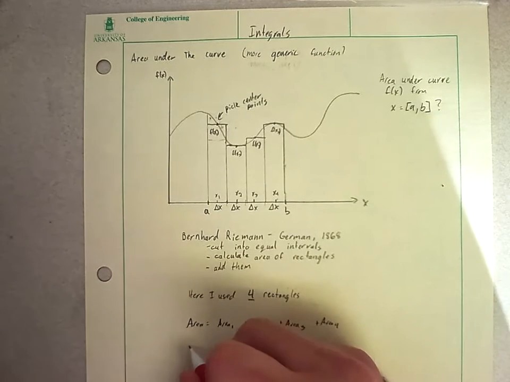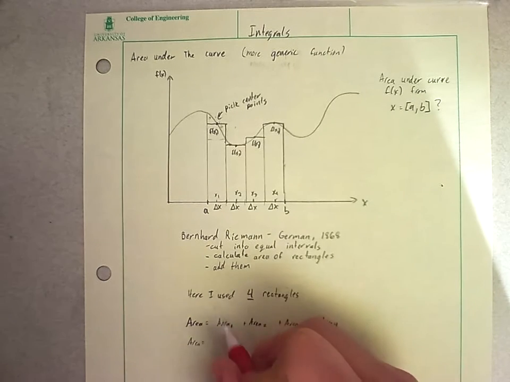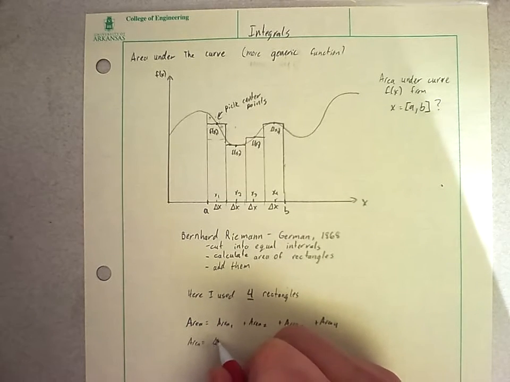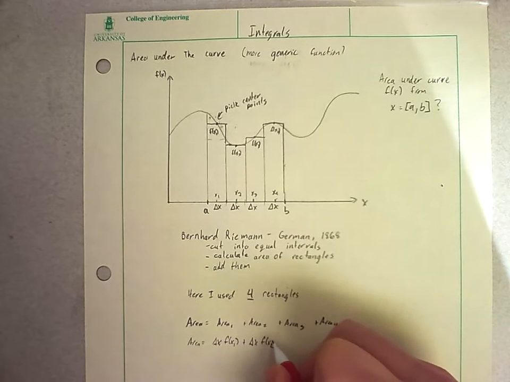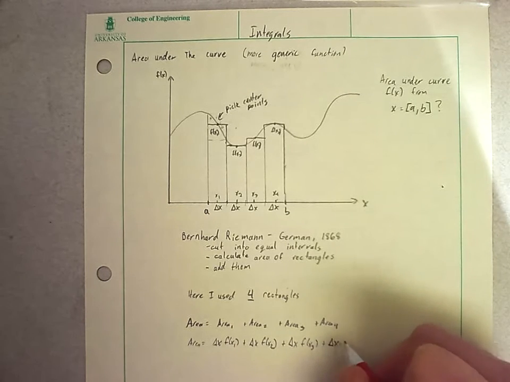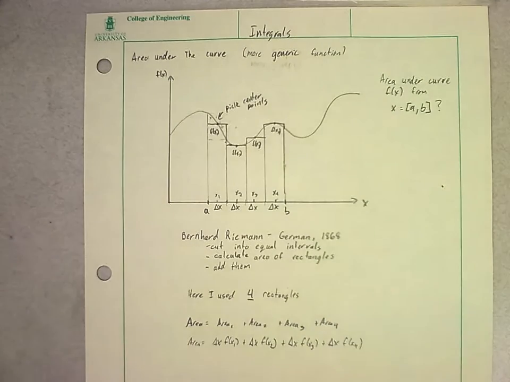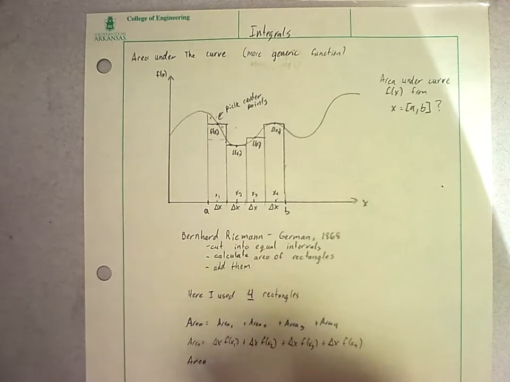And so if I get those individual areas, this is going to be delta x times f of x1 plus this one is delta x times f of x2, and so on. So one thing I can see pretty quickly is I can factor out delta x in all of those.